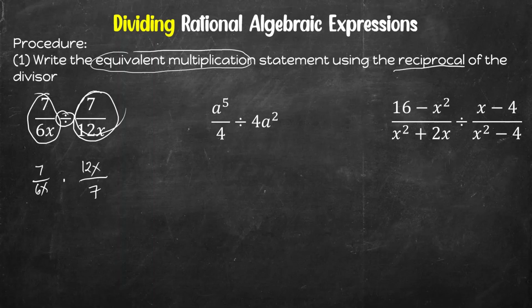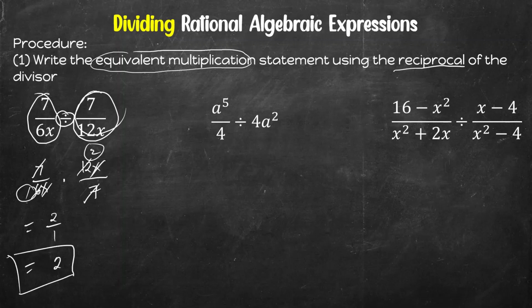Okay, next, let's have cancellation. So, we have cancel natin si 7, si x cancel na din natin, si 12 and 6, they are both divisible by 6. 6 divided by 6 is 1, and then 12 divided by 6 is 2. So, our final answer is 2 over 1, or simply equal to 2. Ayan. Next example, a raised to 5 over 4 divided by 4a squared.